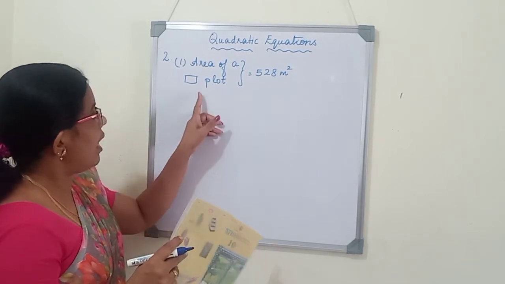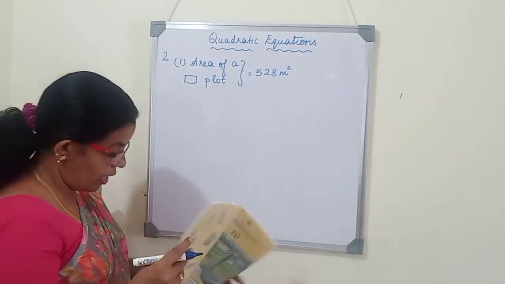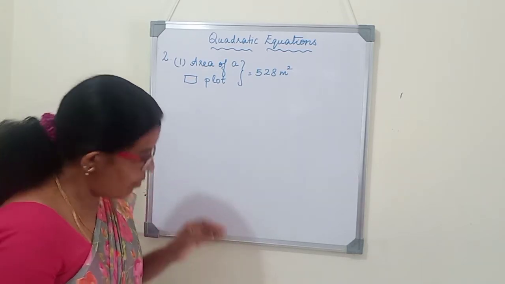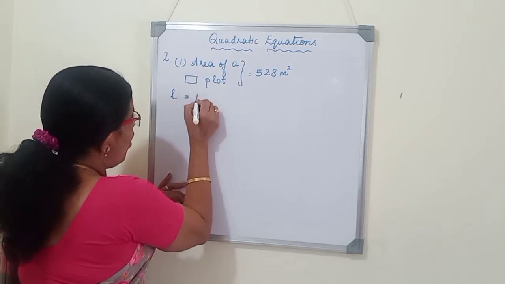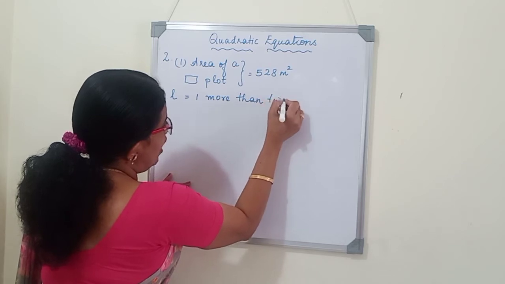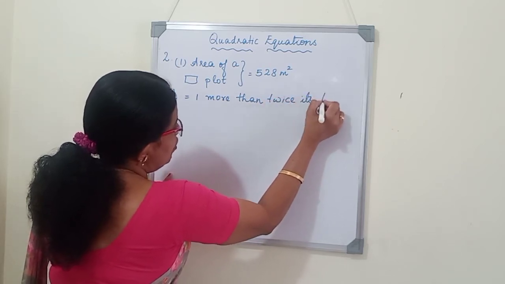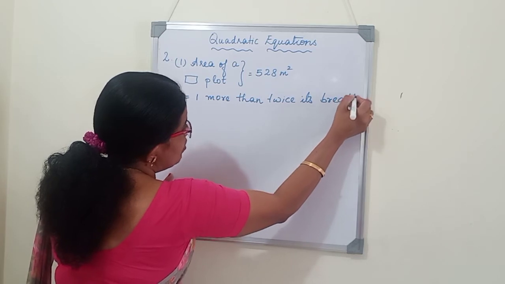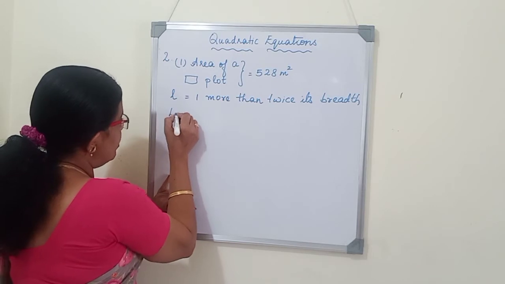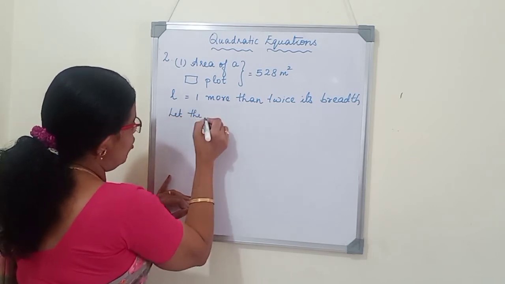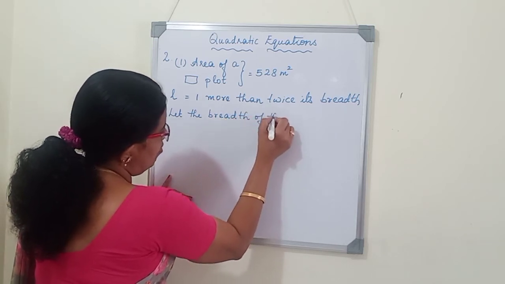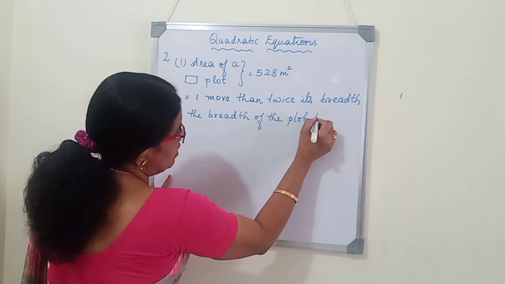So here they told the area of the rectangular plot is 528 meters square and the length of the plot is 1 more than twice its breadth. Length is 1 more than twice its breadth. So here length is given in terms of breadth. So first we will start with breadth. We will write, let the breadth of the rectangular plot be x meter.